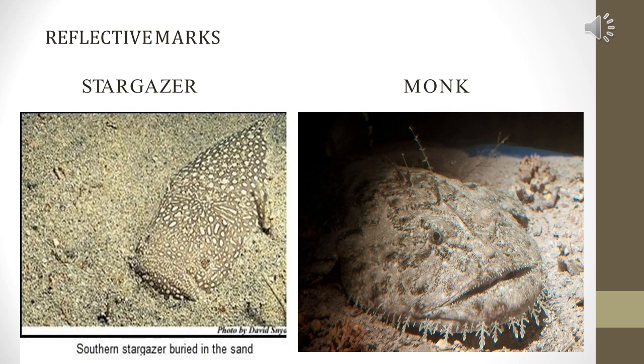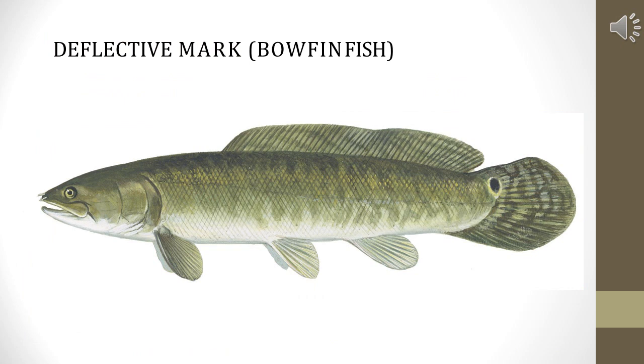These are the fishes which show the deflective mark. The stargazer, which is buried in the sand. It is not buried by anyone else but itself. And the other is the monkfish. It also hides its eye part, or it is harder to find their eye spots. And I have told you that an example of a deflective mark is the tail of bowfin fishes. So you can see in this picture there is a mark present on the tail, and it is a picture of a bowfin fish which shows the deflective mark.